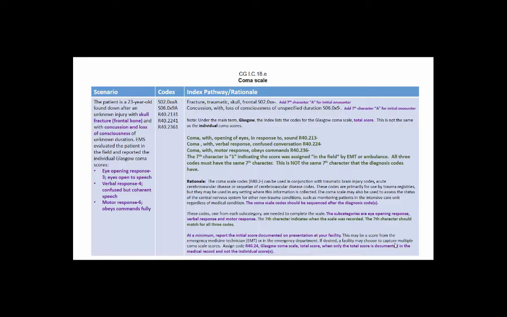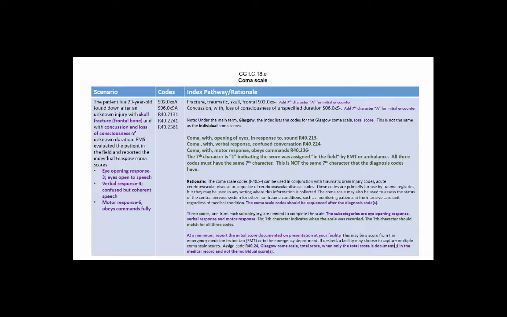Then when we get to the coma scale scores, they will also have a 7th character. But this 7th character is not a choice of initial, subsequent, or sequela. This 7th character has to indicate where the score was taken. The example we've been given, the 7th character is 1 that indicates the score was assigned in the field by the EMTs. All 3 of the coma scale scores have to have the same 7th character, not the same 7th character that the diagnosis codes have. Important to remember.